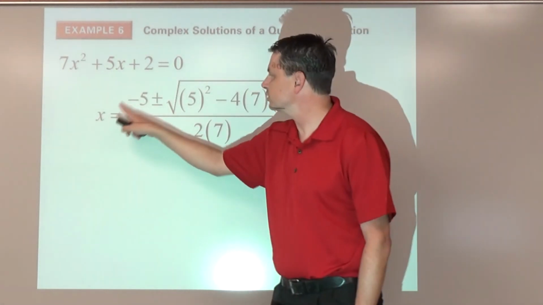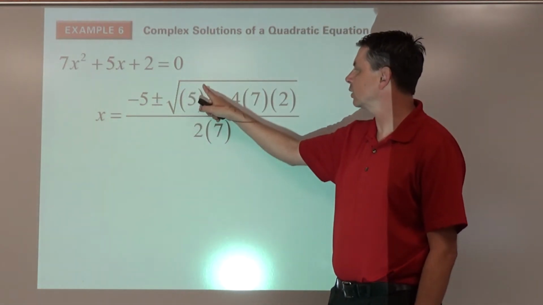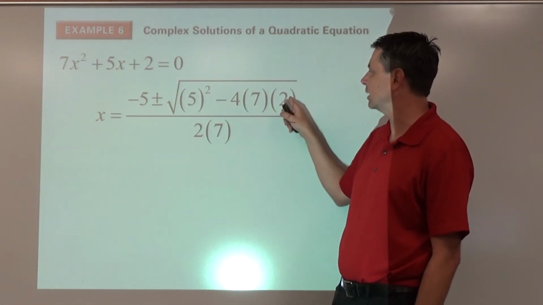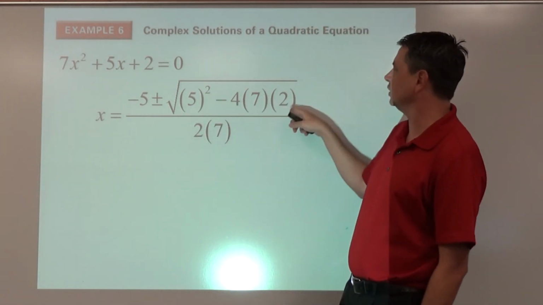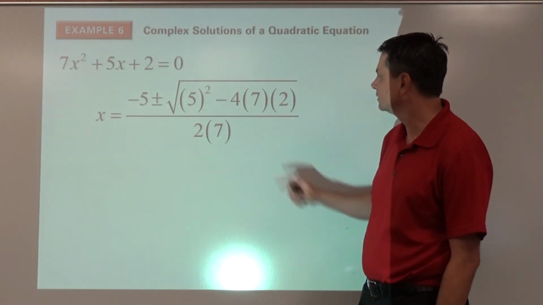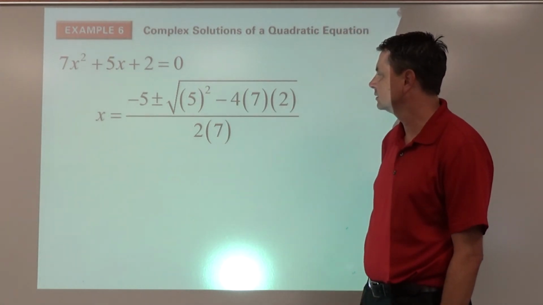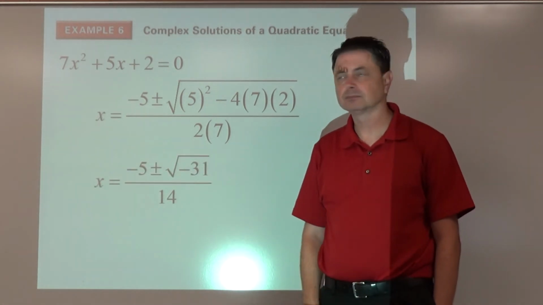So x equals the opposite of b, plus or minus the square root of b squared minus 4 times a times c, all divided by 2 times a. So we would evaluate here and say that's 25 minus 56. That's going to be negative 31.